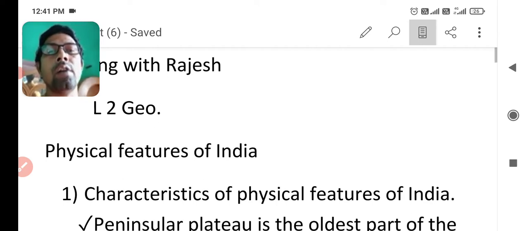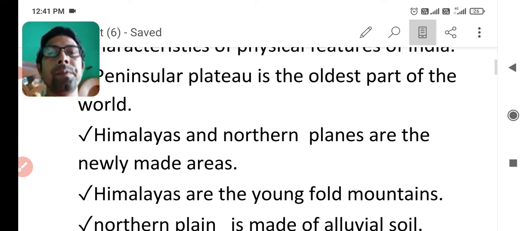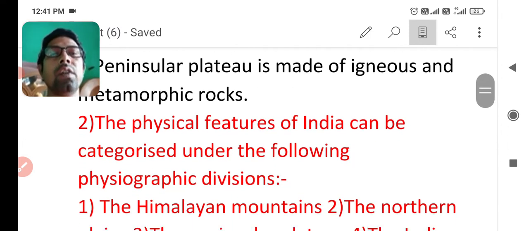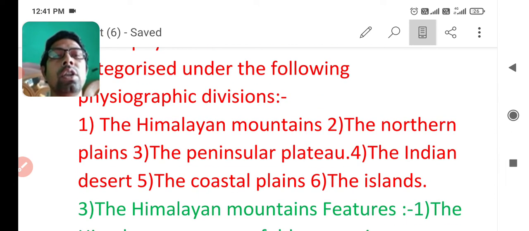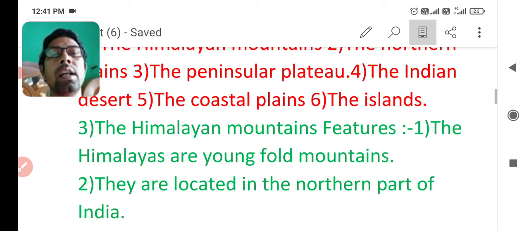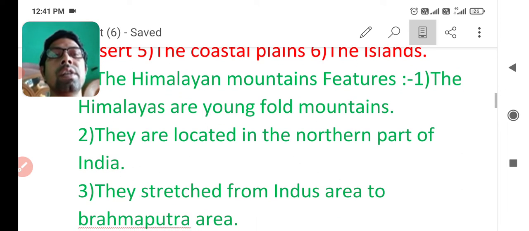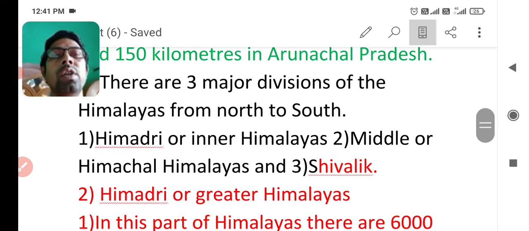Yesterday we learned about the physical features of India, and there are 6 physical features. First is Himalayan mountain, second is the northern mountain plain, the peninsular plateau, the Indian desert, the coastal plain, and the islands. You learned about the main features of Himalaya mountains, and then we started about the 3 major divisions of Himalayas from north to south. There are 3 major divisions of Himalayas.